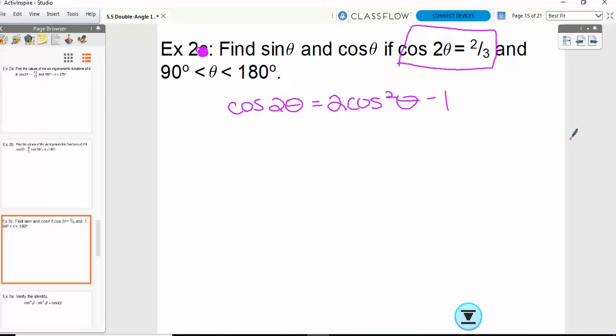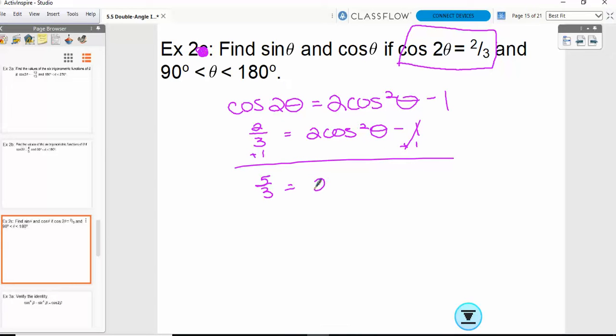When I go to plug in, what do I know this time? So I can replace this with a 2/3. Now, if I were trying to solve that for theta, what would I do? Add our 1 over. So 2/3 plus 1 is 5/3. Then what do we need to do? So 5/3 divided by 2 is 5/6.